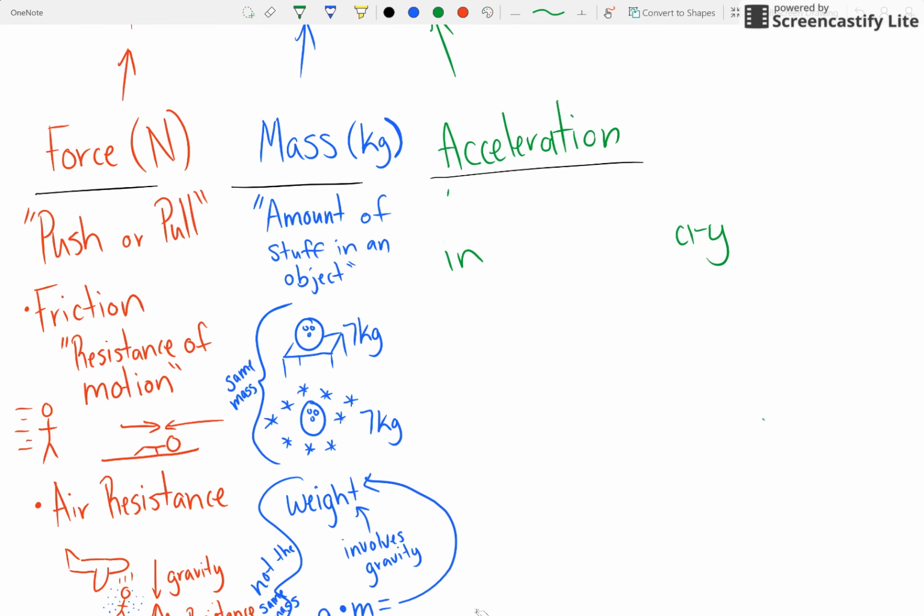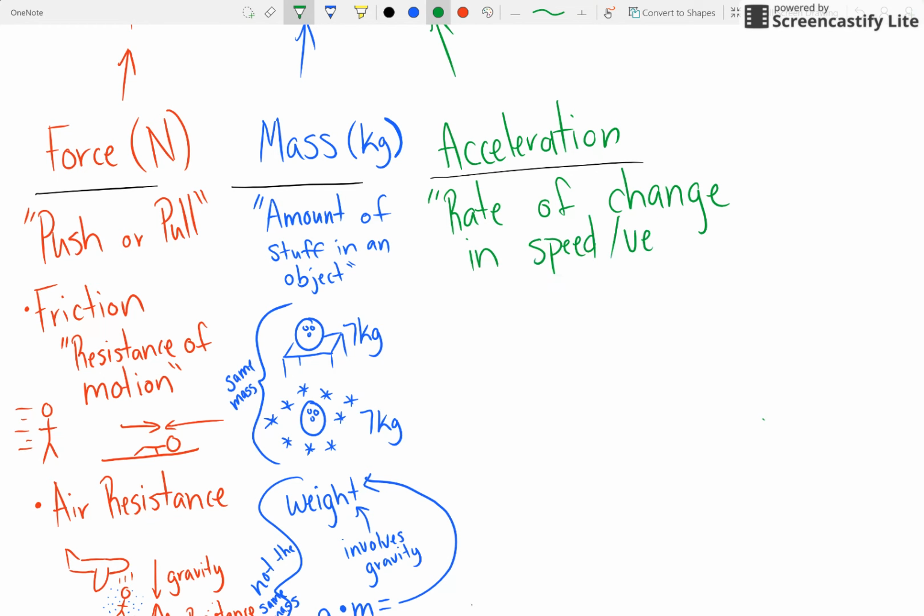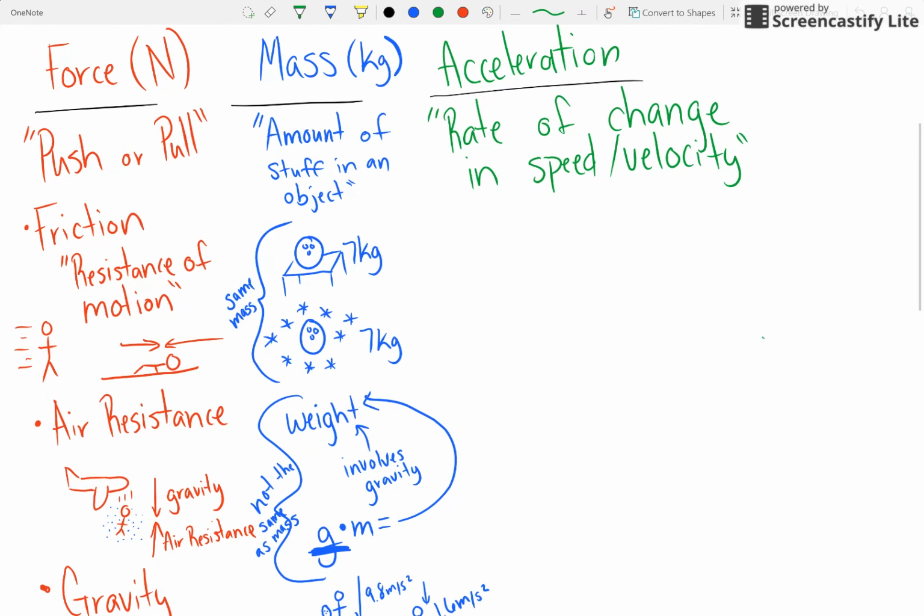All right, the last thing I want to talk about is acceleration, which is the rate of change in speed or velocity, which are pretty much the same thing. For keeping things simple right now, we'll just say the same thing. So if I say velocity, I mean speed. If I say speed, I mean velocity. Potato right now. Okay, so the rate of change.